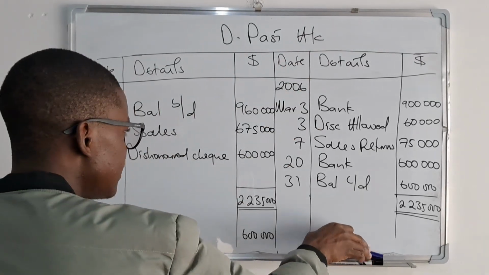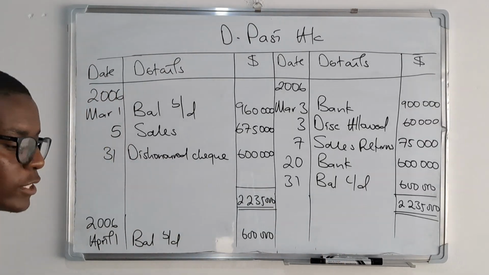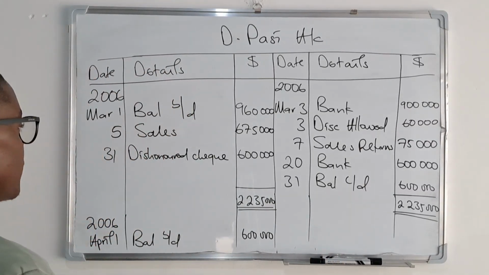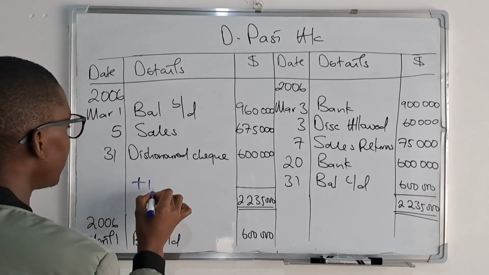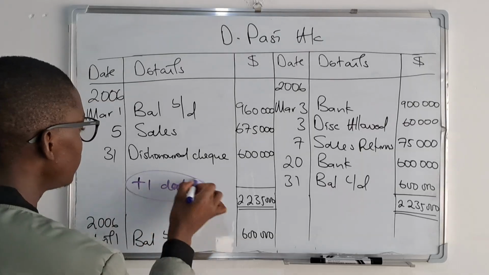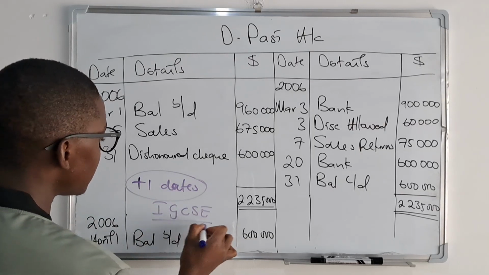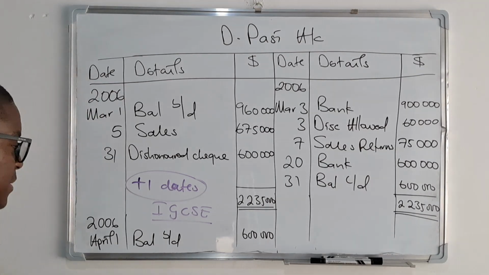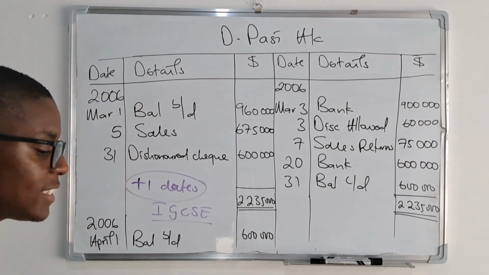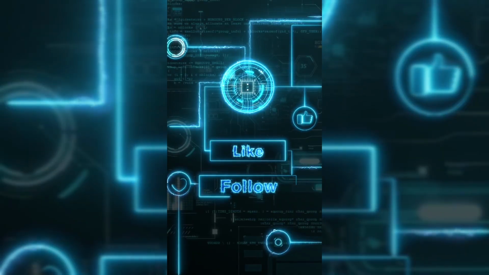I want to assist you in something. Please be aware that you have got 8 marks. According to Cambridge IGCSE, there is a mark for dates. In ZIMSEC, you may be penalized if they tell you to pay special attention to dates and details and you don't show the dates.